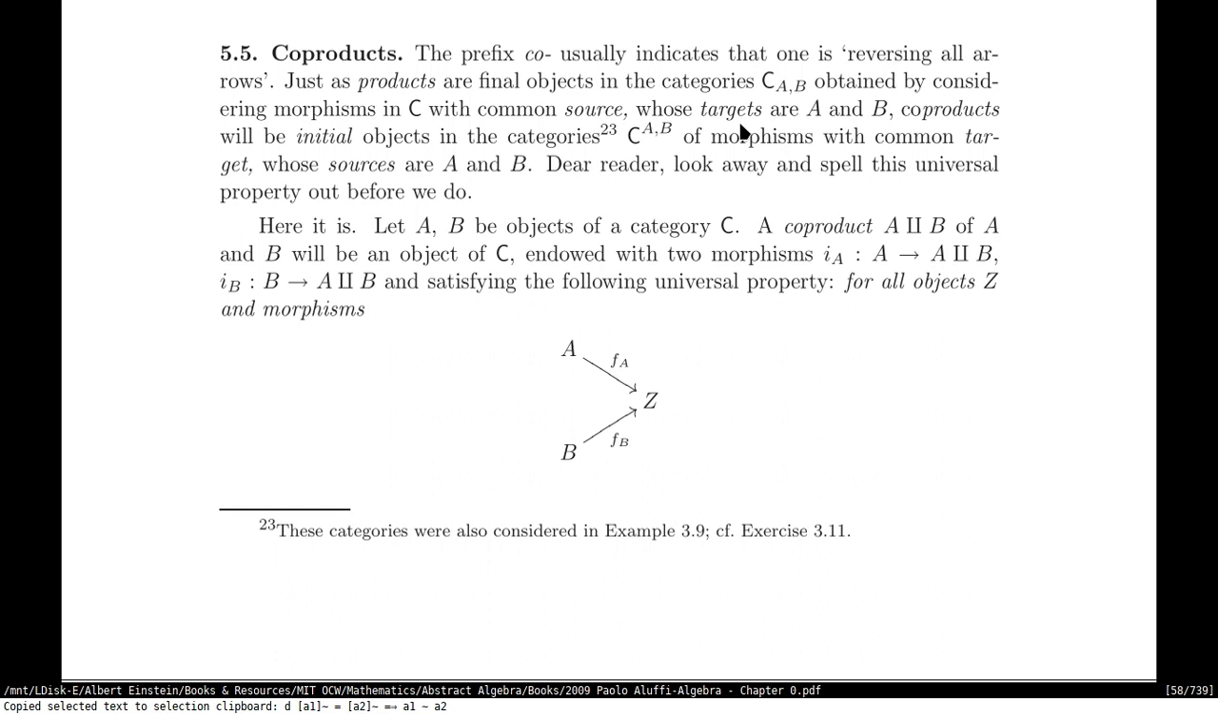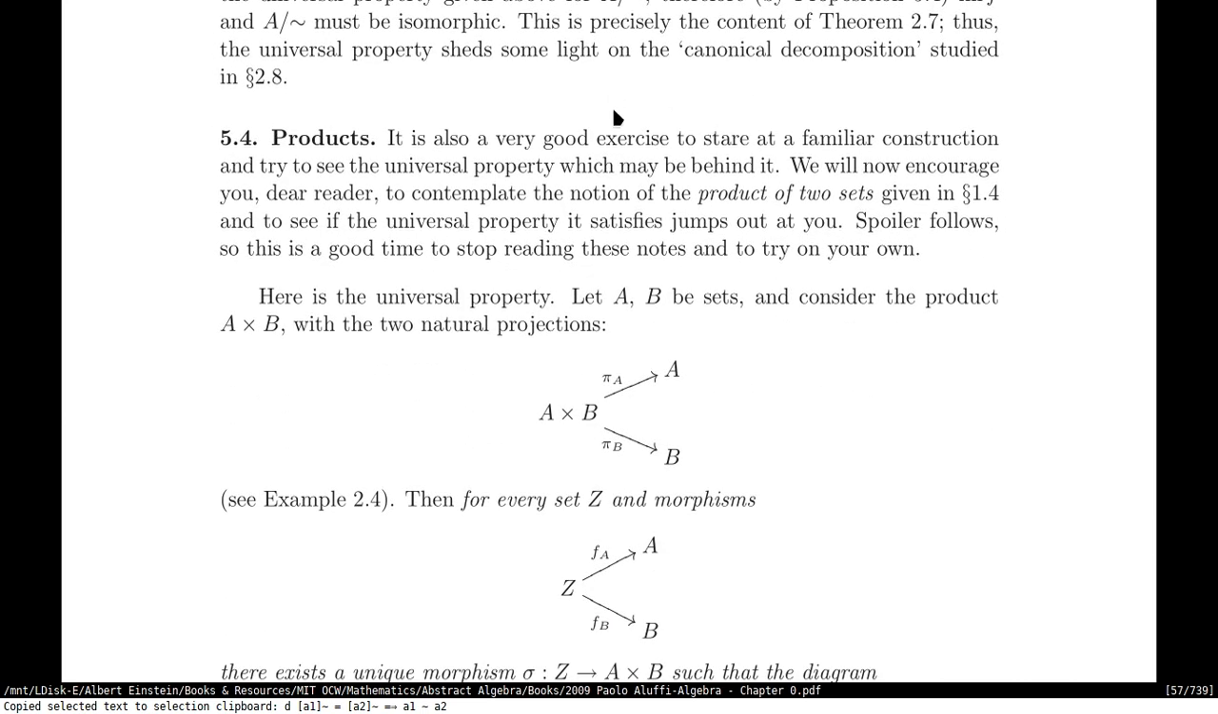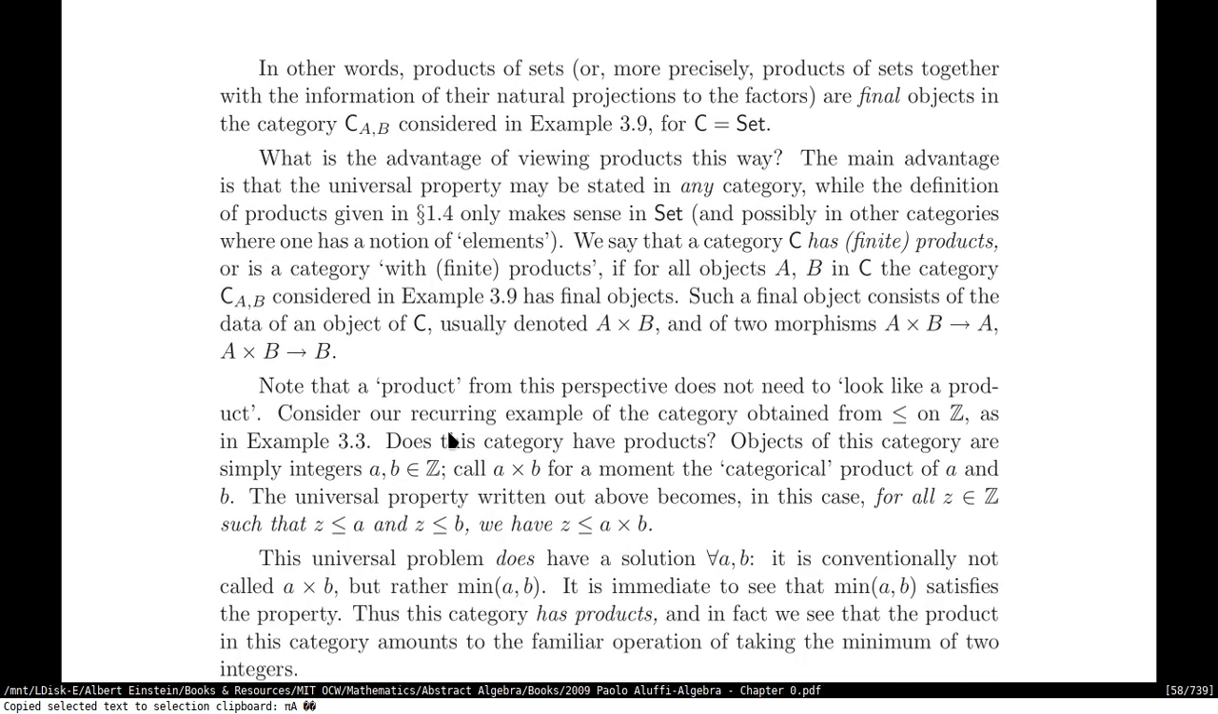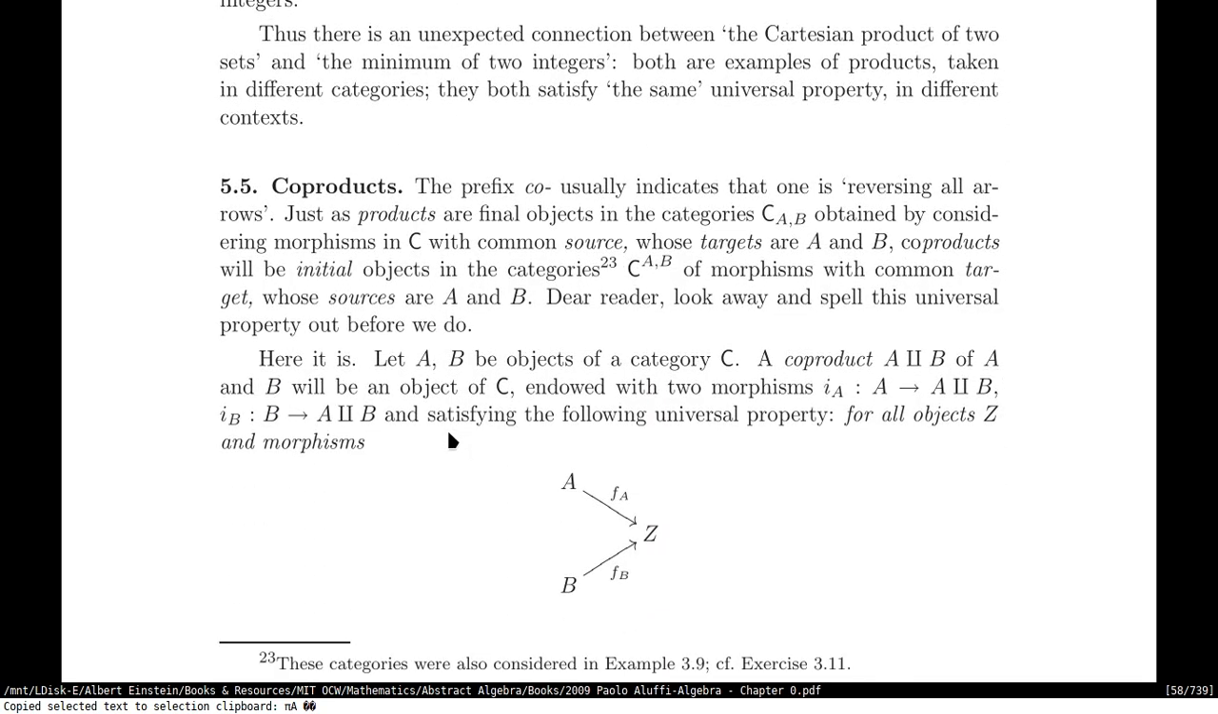So what we're going to have is that products are final objects in the category. If you go back to the products, you have this fixed object, and then you have two morphisms that go from the fixed object to the two different objects. In the case of co-products, it's the opposite, right? So you have two objects which have a common target, and now these co-products are going to be the initial objects in the category.